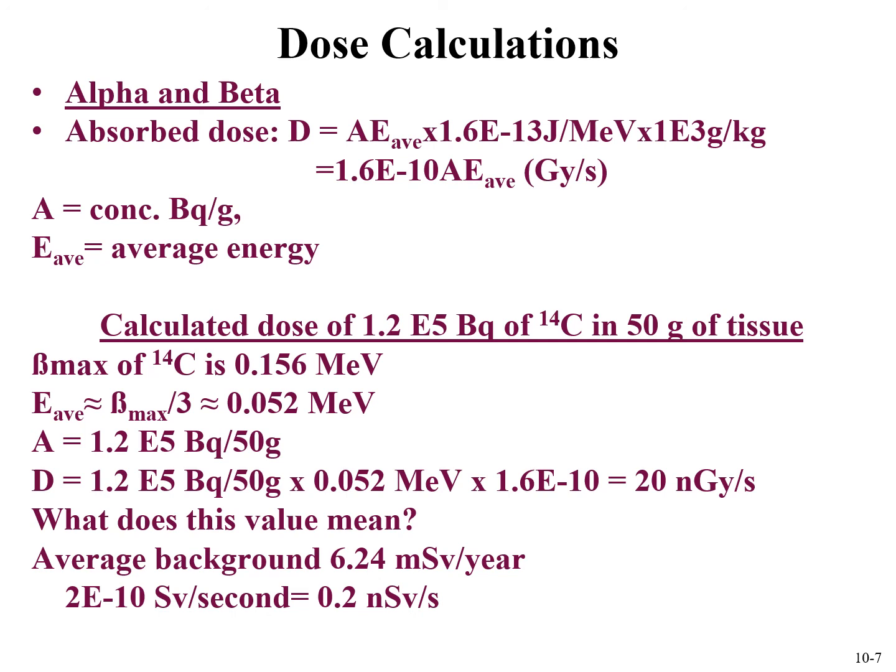Doesn't sound like a lot. The question is, how can we compare what this value is so we get an idea of whether or not that's actually a high or low dose? Well, if we compare it to the average background, we stated that the average background is 6.24 millisieverts per year. That winds up being about 2 times 10 to the minus 10 sieverts per second, or 0.2 nanosieverts per second. So this calculated dose is 2 orders of magnitude larger than the background dose. So this 20 nanosieverts per second is 100 times background. So that's a reasonable estimation, and a value that one can use to compare a calculated dose with a meaningful value.